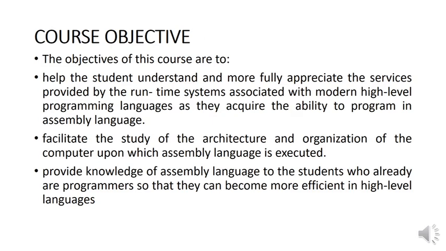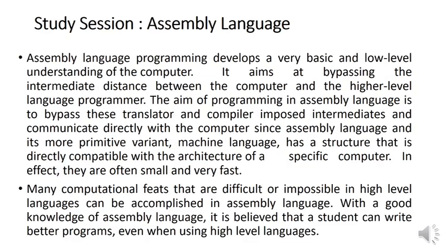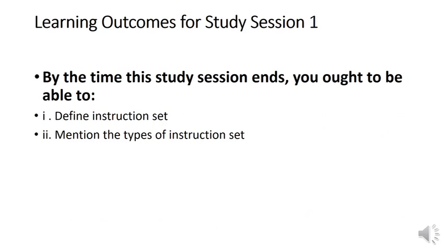We are in Section 1, Course Unit 3. And the objective of the course still remains the same thing. The assembly language remains the same thing. Then, in this particular unit, it is expected that at the end of it, we should be able to define instruction sets, mentioning the types of instruction sets.